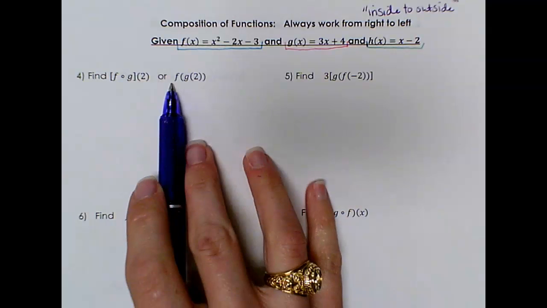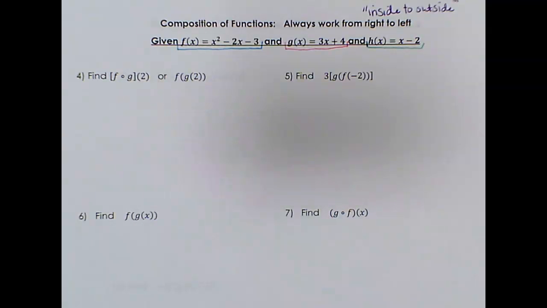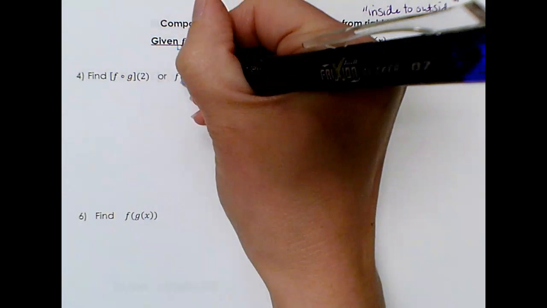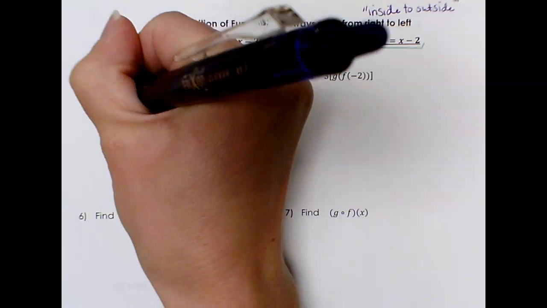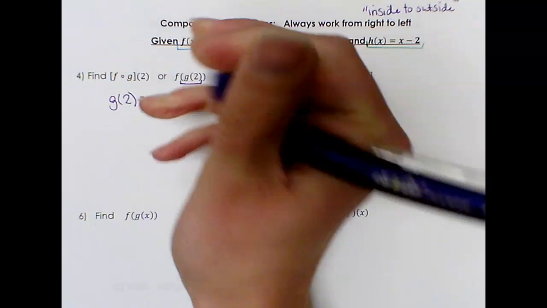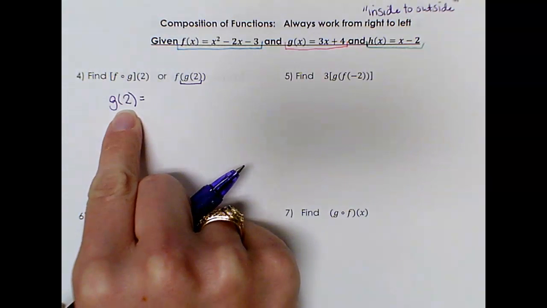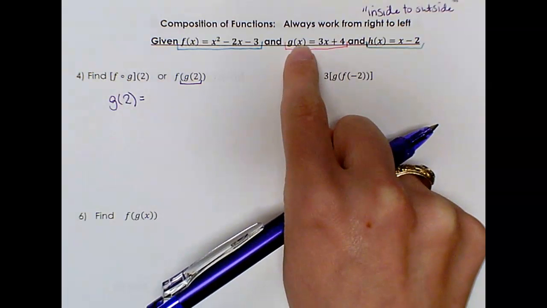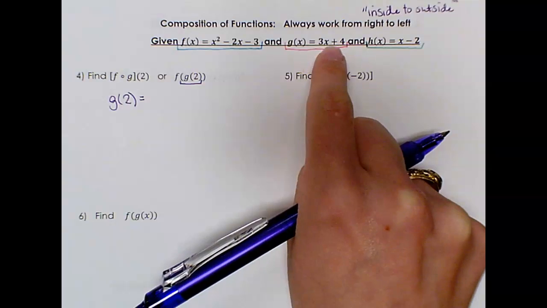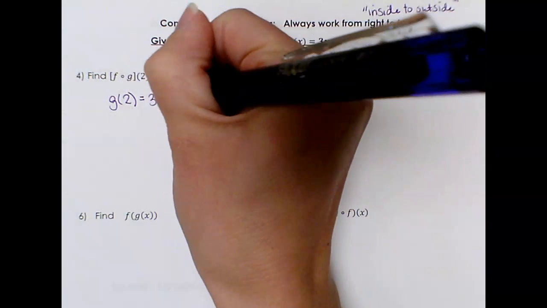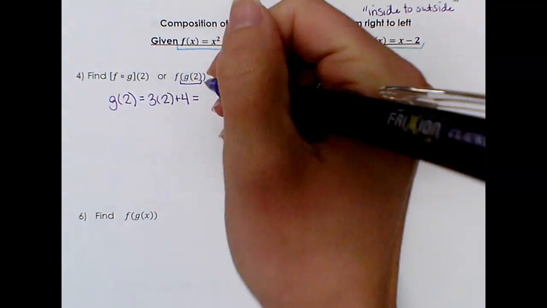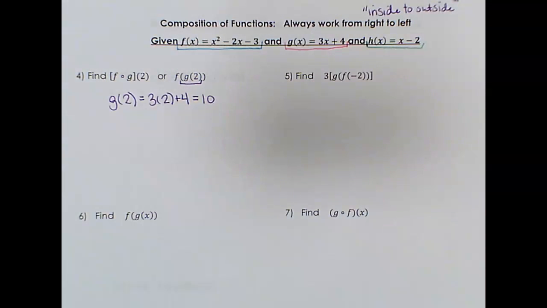I'm going to find f of g of 2. Well, first thing I need to find is g of 2, right? So I need to work from the inside out. G of 2. That means 2 in parentheses is my x value, and I'm going to use the g function. So in the g function, g of 2 would be 3 times 2 plus 4. 3 times 2 is 6. 6 plus 4 is 10. So g of 2 equals 10.